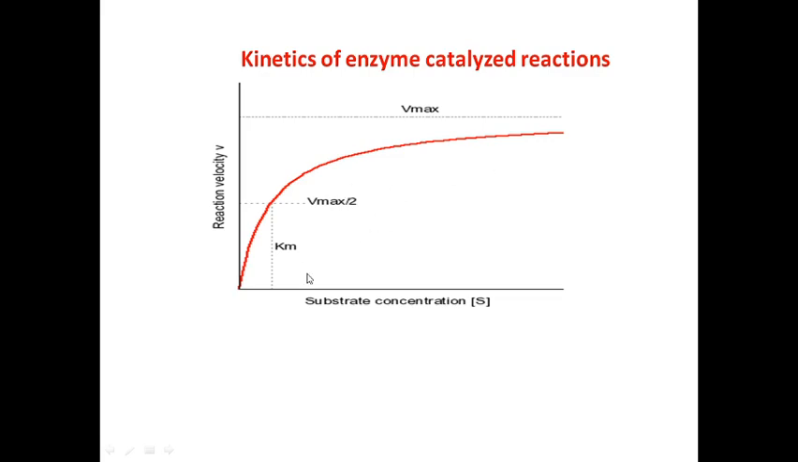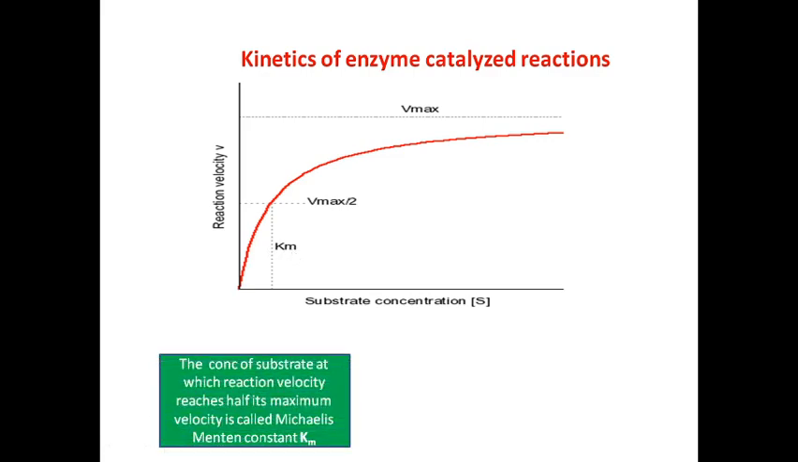So let me tell you what happens. Here it's V max, the maximum velocity of a reaction, after which it starts leveling off. And half of this, if we take its velocity half the way, that is V max divided by 2. That means half the maximum velocity, that is V max divided by 2. Now let me tell you, here I have another parameter, that is Km. So what is this Km? It's the Michaelis-Menten constant.